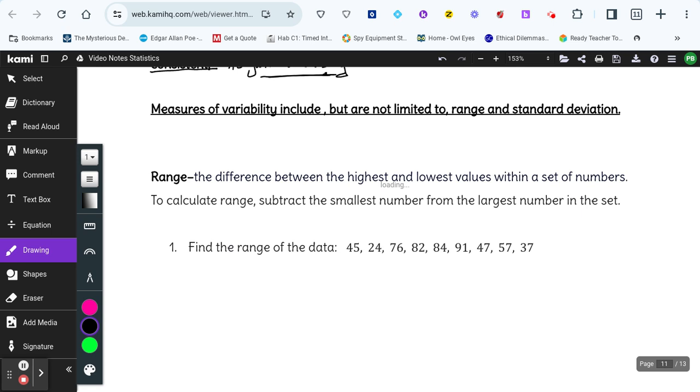All right, so the range is the difference between the highest and lowest values within a set of numbers or the data. So to calculate the range, all you do is subtract the smallest number from the largest number. That's it. So if I ask you to find the range of this data, the smallest number in here is 24, and the largest number in here is 91. So the range would just be 91 minus 24, which is 67. So you have a pretty high range, okay? Which means the data is pretty spread out.